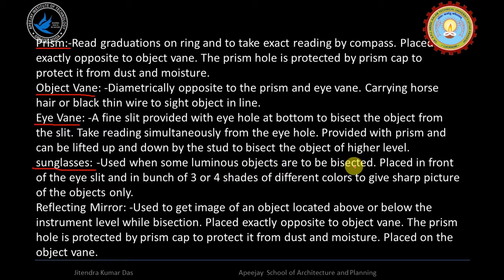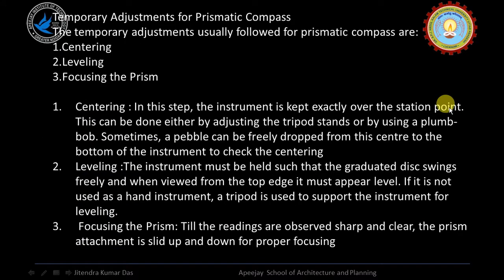Sunglasses are used when some luminous objects are to be bisected, placed in front of the eye slit in a bunch of 3 or 4 shades of different color to give a sharp picture of the object only. Reflecting mirror is used to get the image of an object located above or below the instrument level while bisecting, placed exactly opposite to the object vane, on the object vane.